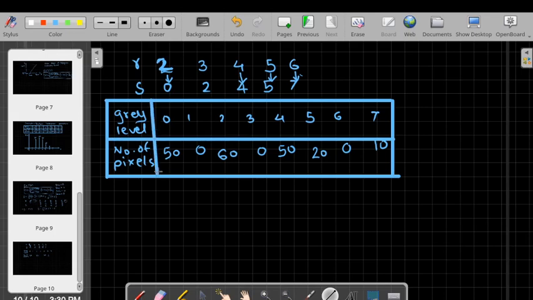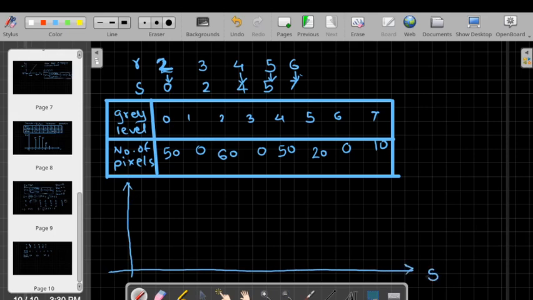So here we have drawn the modified table for the histogram stretching, and here we can draw the new histogram like this. Here it is the modified gray level s. Here will be the number of pixels nk, for 0, 1, 2, 3, 4, 5, 6 and 7. For gray levels 1, 3 and 6 we have 0 pixels.